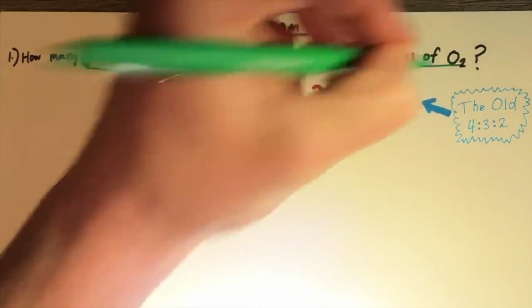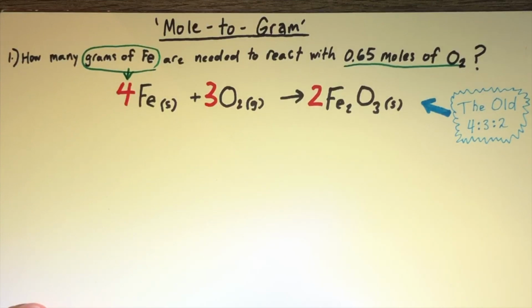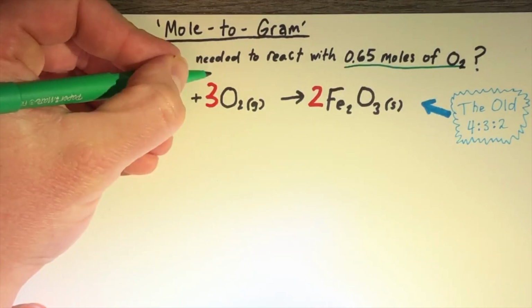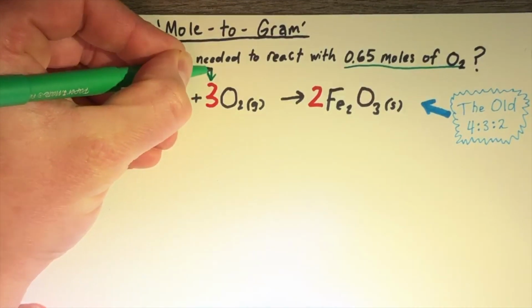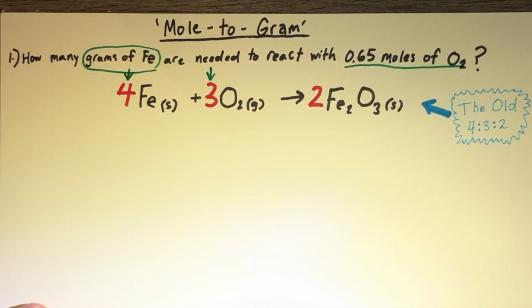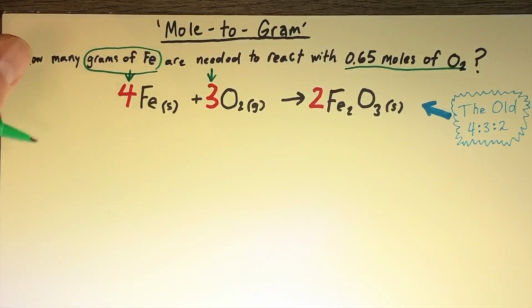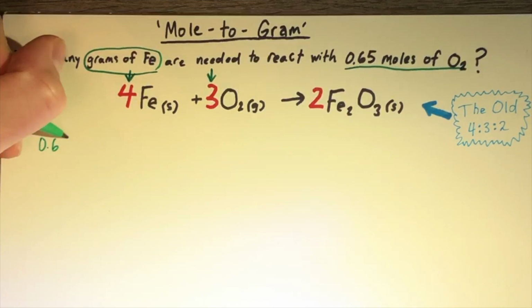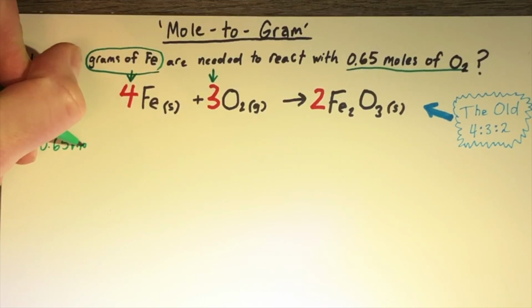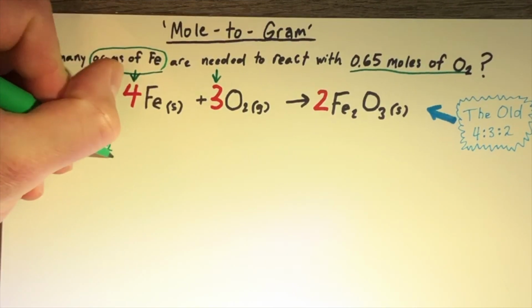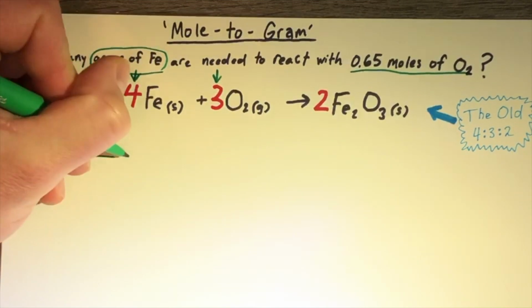Underline the number given, which is 0.65 moles of O2. We're talking about O2, so we're going to point to its coefficient, its balance number. So yes, this is the old 4-3-2, but in this question, all we care about is the old 4-3. All right, so start with the number given, the number we underlined, 0.65 moles O2 over 1, right?